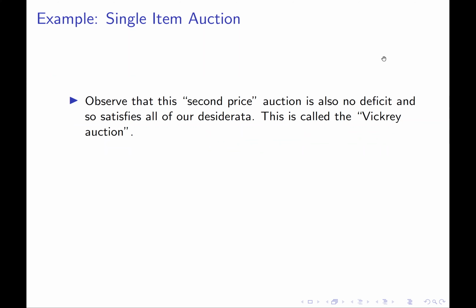The second price auction also has a number of other desirable properties, right? Like we can observe some of them. So it's no deficit: we never pay anyone, people only pay us. And it's always individually rational by design. So in this single item auction case, the second price auction actually satisfies all of our desiderata. And it has a name, it's called the Vickrey auction.